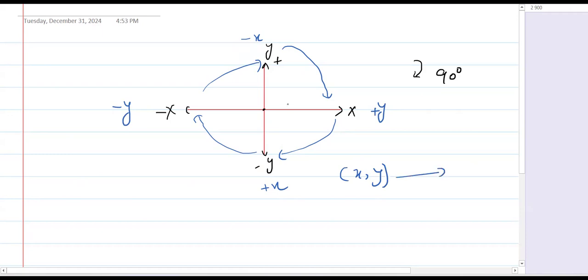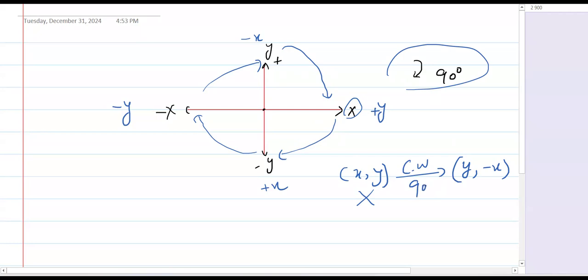xy, so let's suppose there is a point here. What will happen? This point will come somewhere here. Look, the x has changed to y, and the y has changed to minus x. Okay? In other words, you can say they both will swap when you rotate 90-degree clockwise. This rule is for clockwise 90-degree. The x will be replaced by positive y, and y will be replaced by negative x.